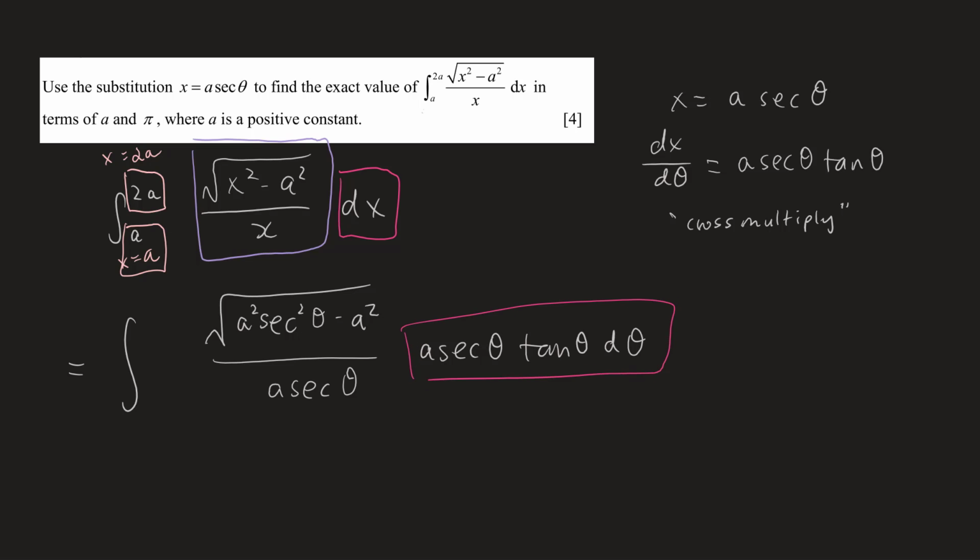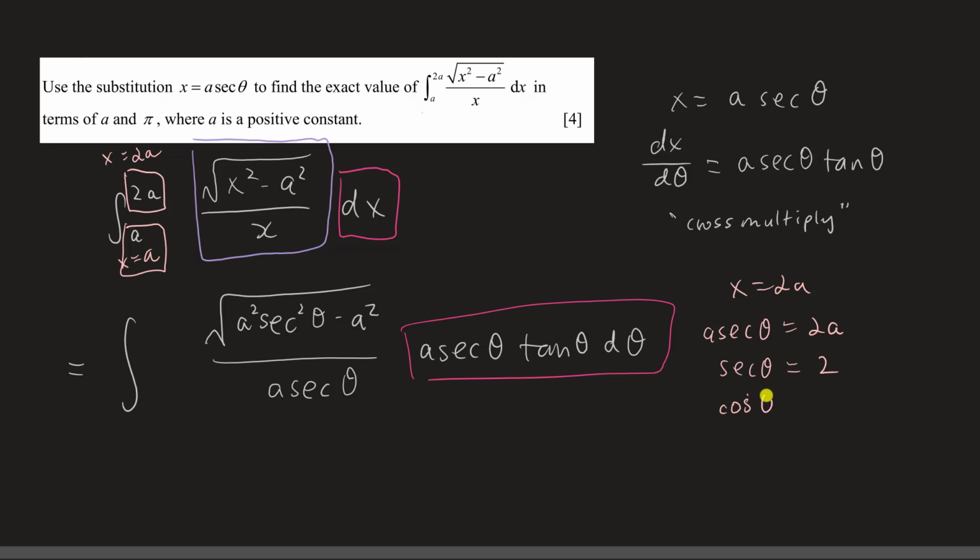Third item, we have to change the boundaries. For this particular value, x is equal to 2a, right? We have to find a corresponding theta value. So if x is equal to 2a, this means that a secant theta is equal to 2a. Secant theta is equal to 2. This means that cosine theta is equal to half. So theta is just pi over 3, 60 degrees.